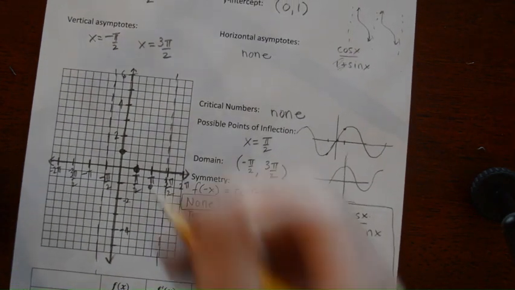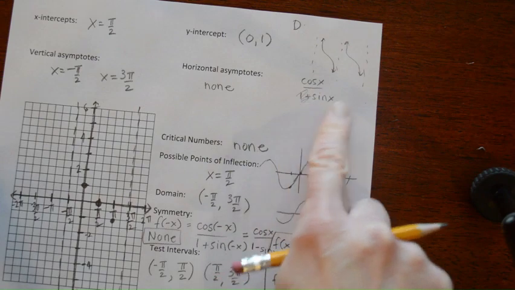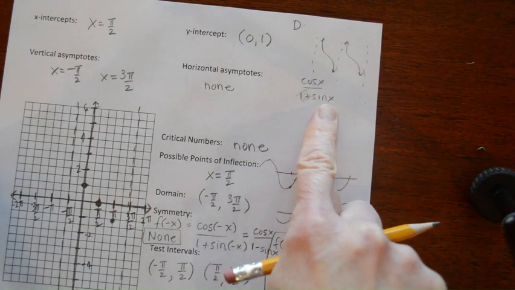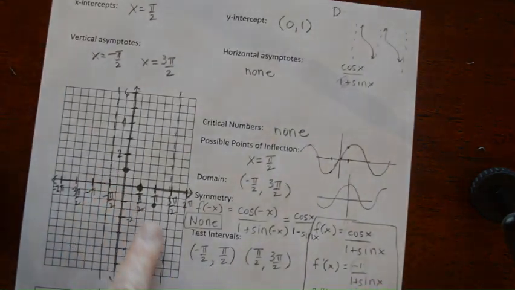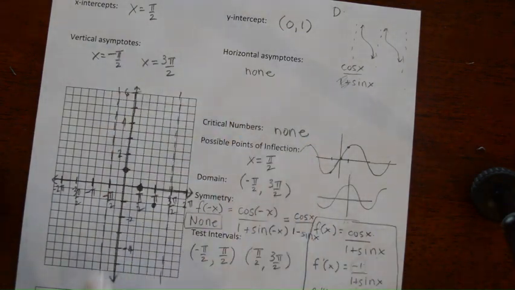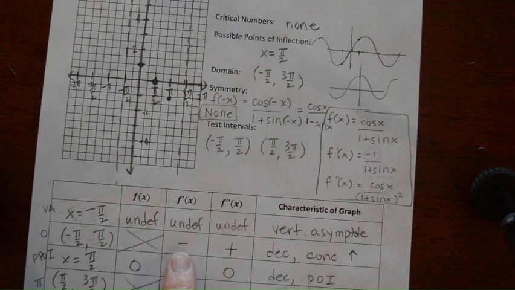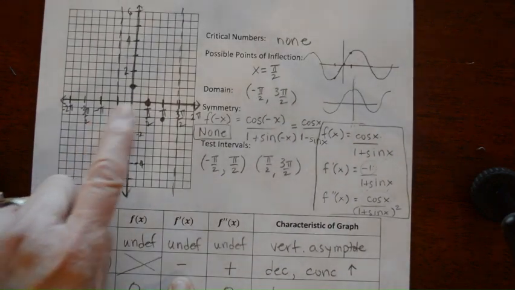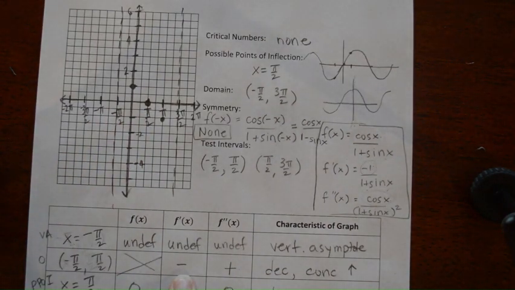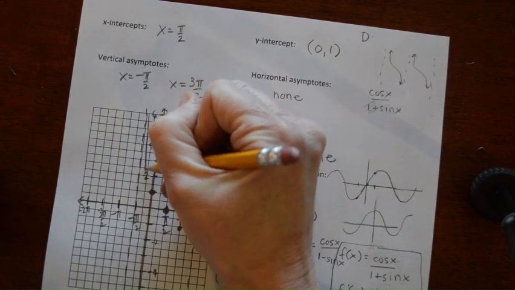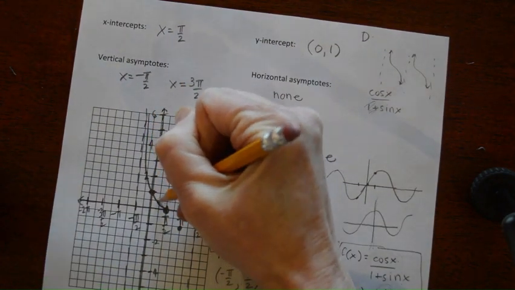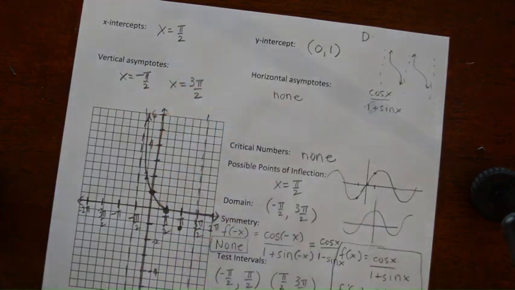All right. It looks like, again, as we recall, that it should look very much like cotangent of x. I see that in here. I see these vertical asymptotes. But let's use our table. So from negative pi over 2 to pi over 2, it's decreasing but concave up. So again, that's going to look something like this. All right, decreasing but concave up.